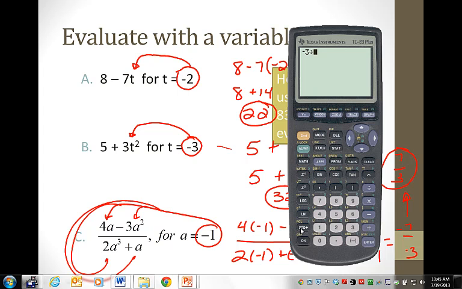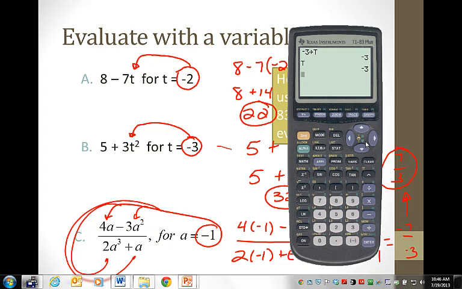And alpha, and here are my letters. You can kind of see them in green on this calculator. And where is my t? Right there. And then press enter. And that tells me that t is going to be negative 3. If you doubt that, you can press alpha t and hit enter, and it's going to be negative 3.